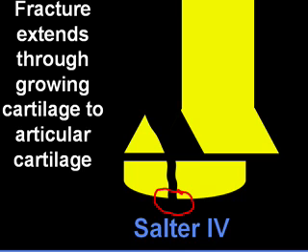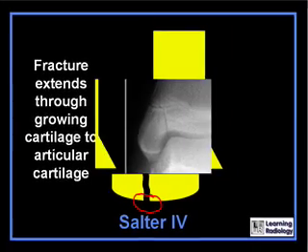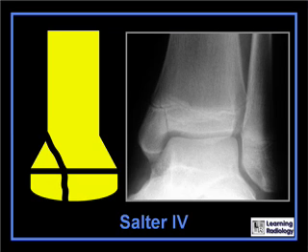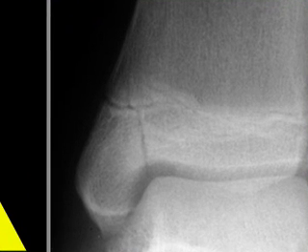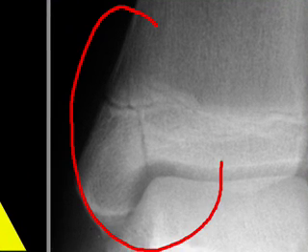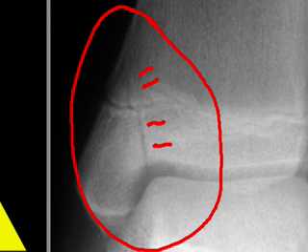Because the fracture extends through the growing cartilage, it frequently results in angular deformities or growth disturbances. Here is an example of a Salter 4 fracture. This is the distal tibia, and you can see a linear radiolucency through the metaphysis and a linear radiolucency through the epiphysis. So this fracture extends through the metaphysis, through the epiphyseal plate, and down through the epiphysis to the articular cartilage.